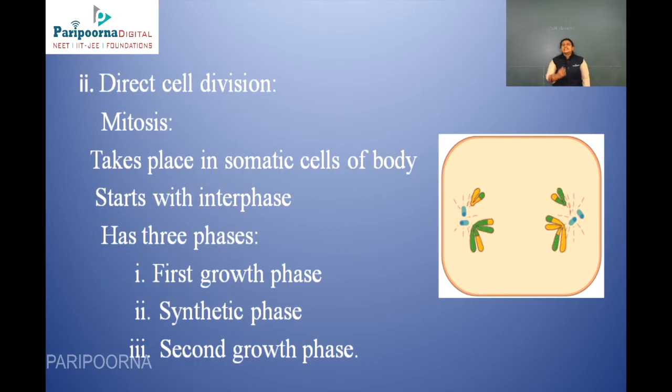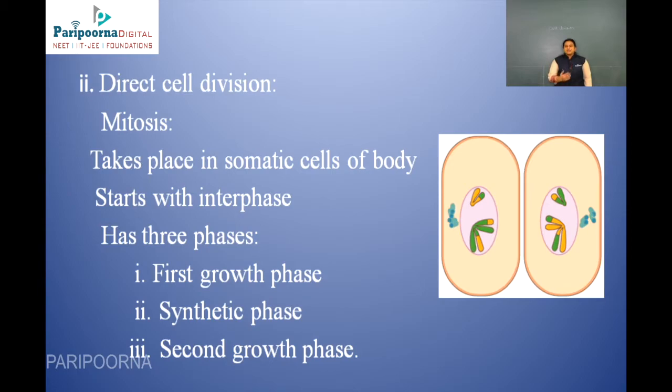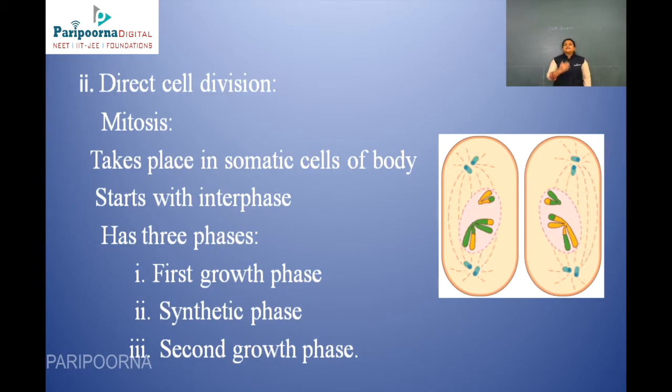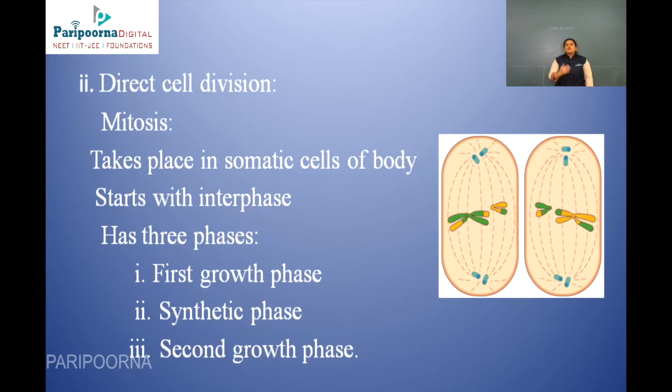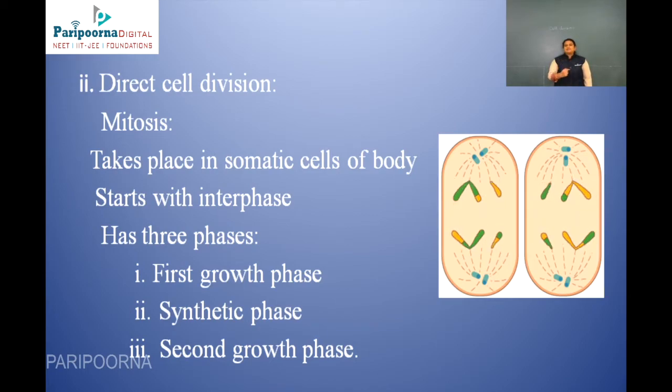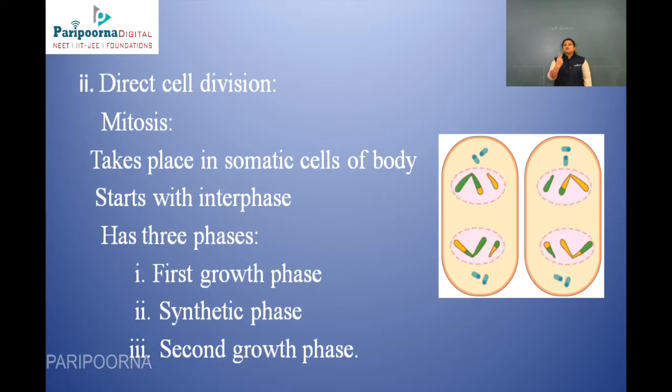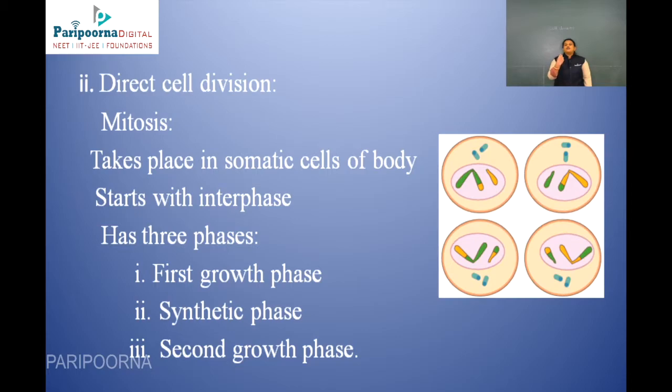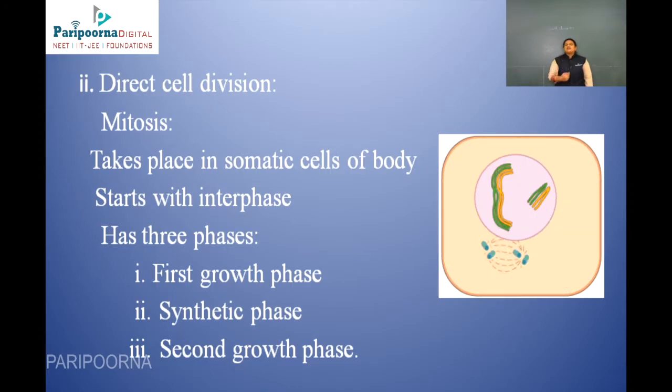Next is the synthetic phase. What happens in the synthetic phase? It normally involves the DNA replication process. So in the synthetic phase, the DNA replication happens. In this image you can easily see one particular cell being divided into 2 daughter cells. Mitosis always results in the formation of 2 daughter cells. See here, the spindle fibers are being formed. Because of that, the synthetic phase is being started.